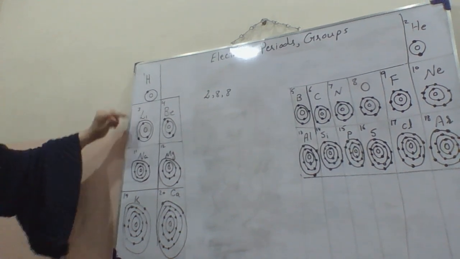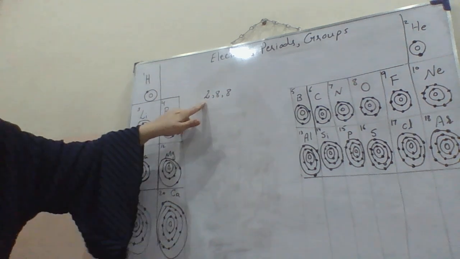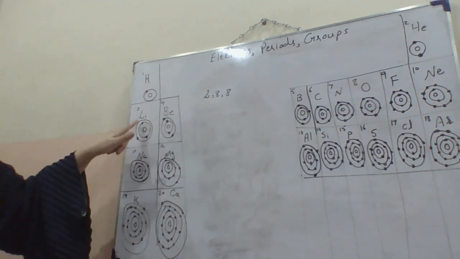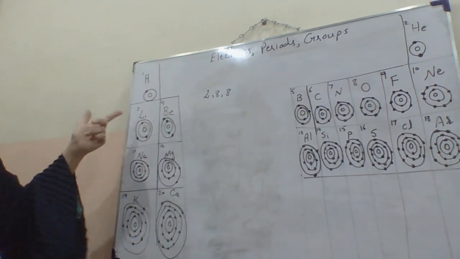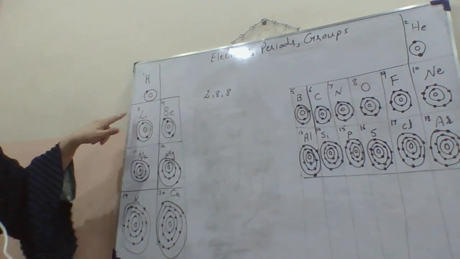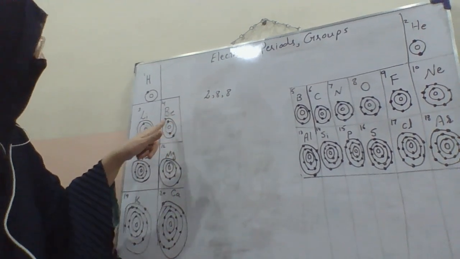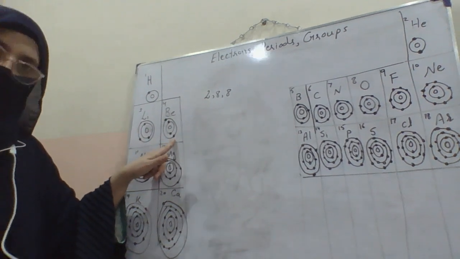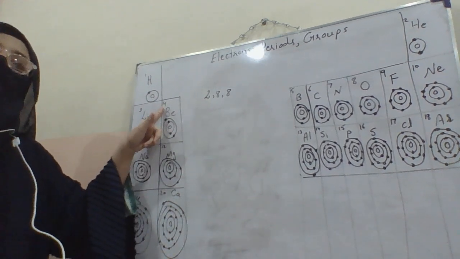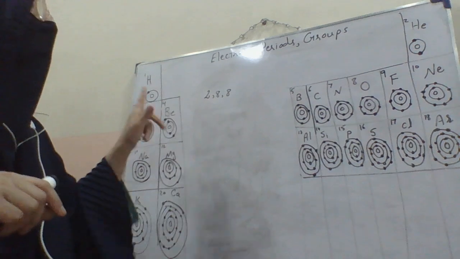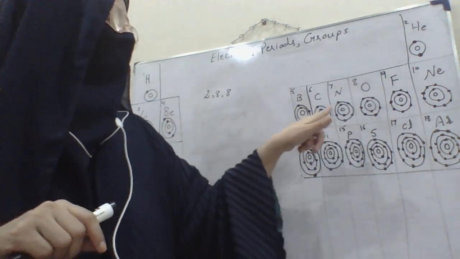So if the element has more than 2 electrons, then 2 electrons will be in the first shell and the next electrons will be in the next shell. For example, lithium, beryllium: 2 electrons in the first shell, 2 electrons in the second shell, because it has the atomic number of 4. Boron, similarly carbon, nitrogen, oxygen.